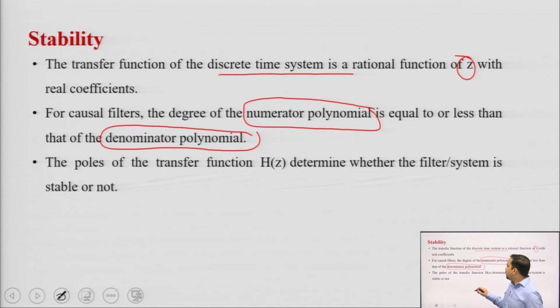And also, by seeing the transfer function H(z), or the system function H(z), we can say that if the poles of H(z) lie inside the unit circle, then the system is said to be stable. If the poles are lying on the unit circle or outside the unit circle, definitely we can say that the system is unstable, and once the system is unstable, we are not going to utilize or realize those types of systems.